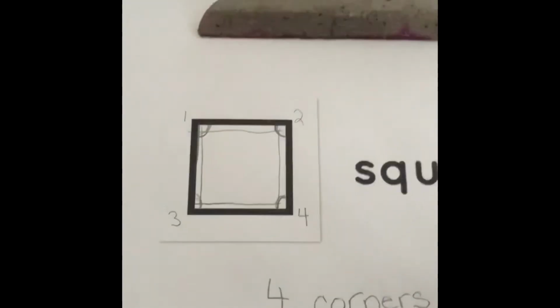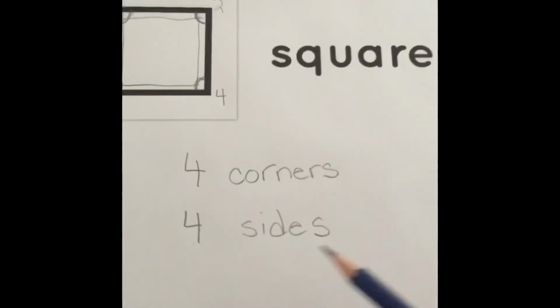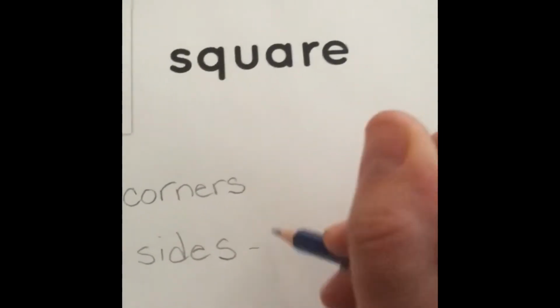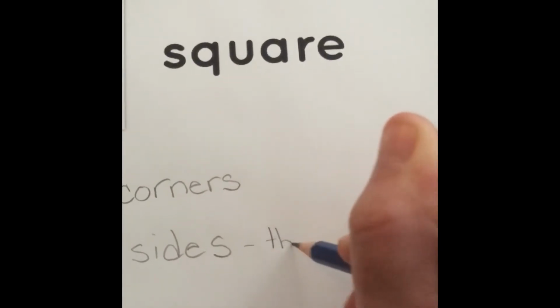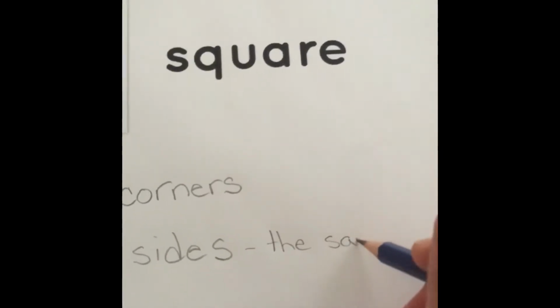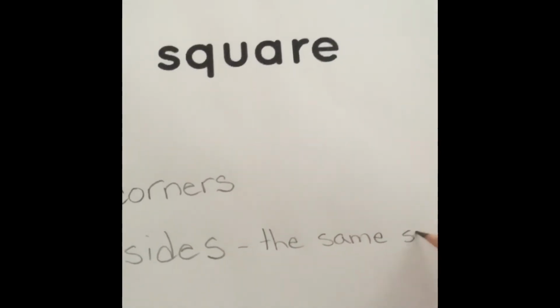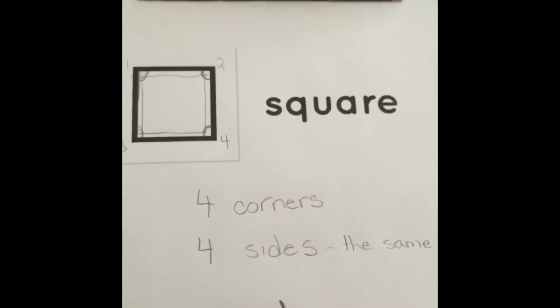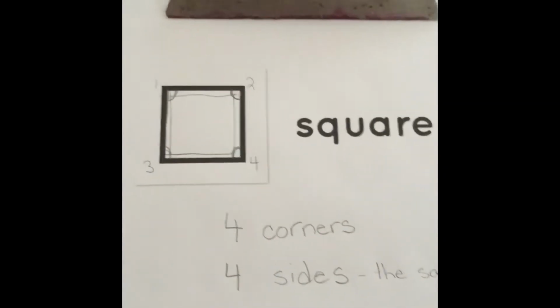4 corners, 4 sides, but not just 4 sides. It has 4 sides that are the same. So 4 sides, the same sides. And that, my friends, is what makes a square a square. Let's move on to our final shape.